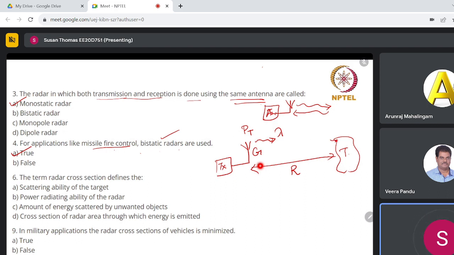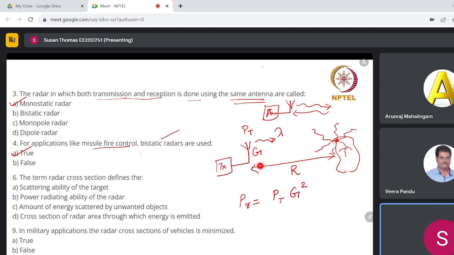Once the energy has hit the target, there will be scattering in all directions. A part of this scattered signal is collected back. Some part is not collected. What I'm trying to say is some part is collected by the receiving antenna.